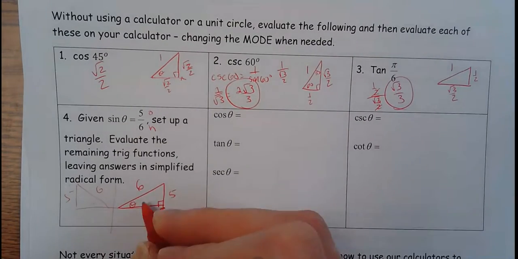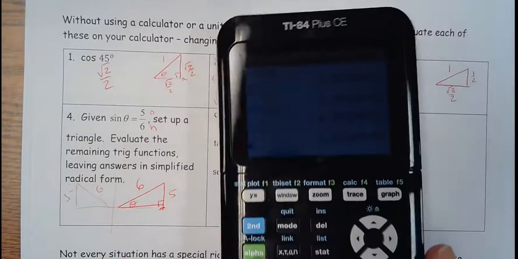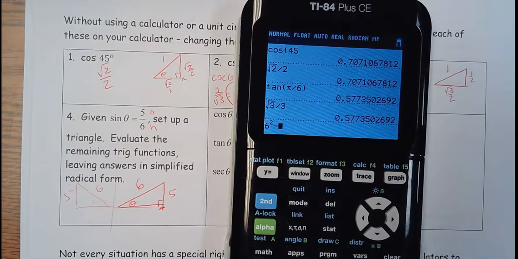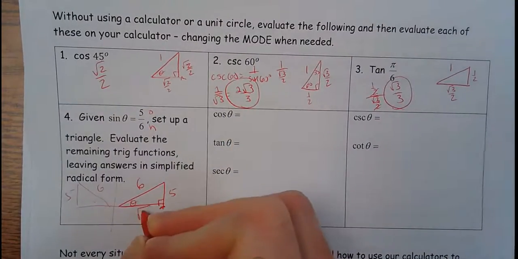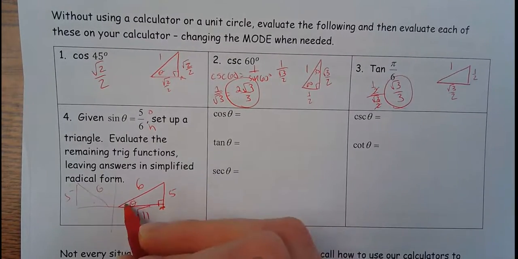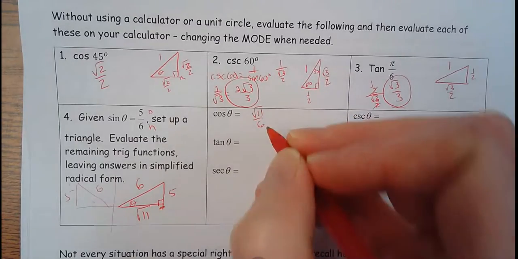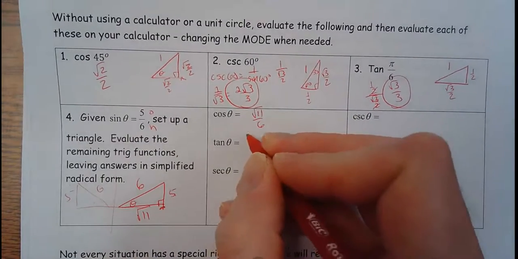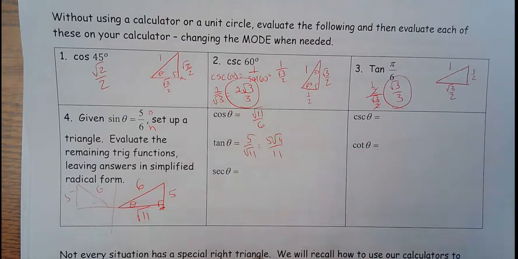So if this is 6, this is 5, we need to find that last side. So use the Pythagorean theorem. 6 squared minus 5 squared, and I'm going to square root that. I'll just put radical 11. So this side is radical 11, and then start writing them in. So cosine is adjacent over hypotenuse. Tangent would be opposite over adjacent. That's 5 over radical 11, which would be 5 radical 11 over 11.